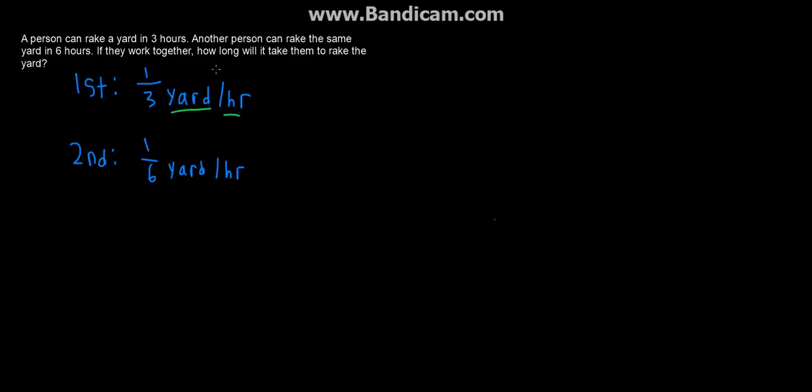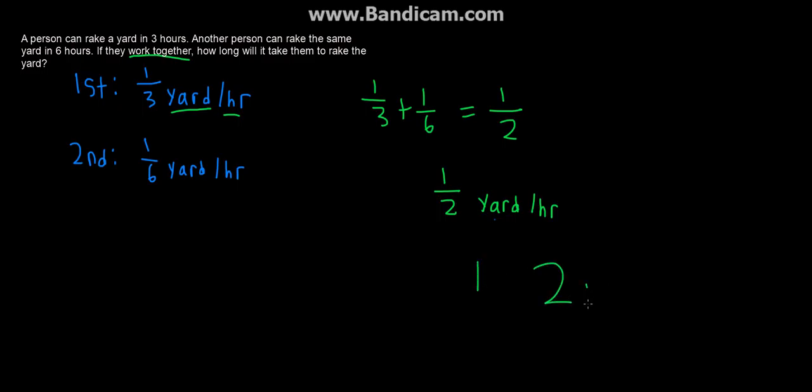So if they were to work together, as said in this problem, that means that we would have to add the rates. So 1/3 plus 1/6, well, if you simplify that down, that will equal 1/2. This means that if they work together, both of them can do 1/2 of a yard per hour. That would mean that they can do 1 yard in 2 hours. So 2 hours is going to be our answer.